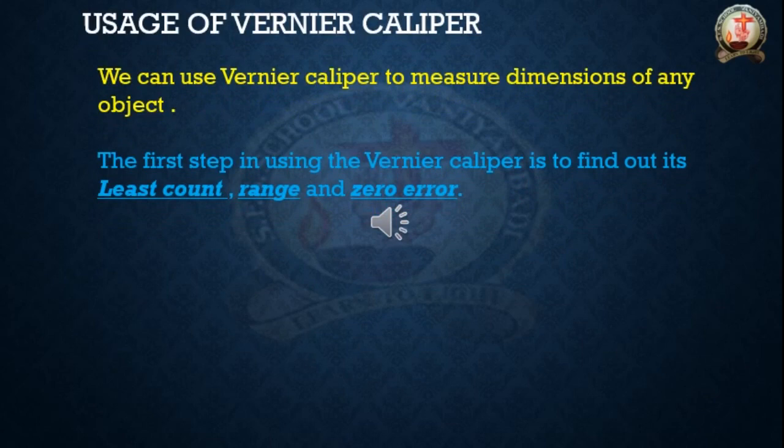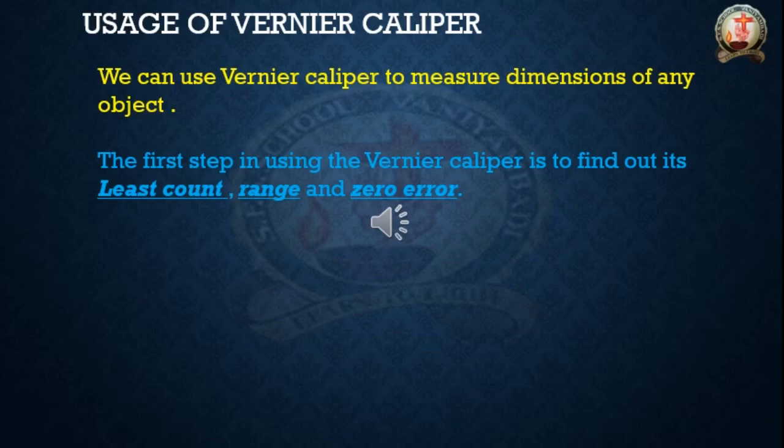Now the next concept is the usage of vernier calipers. Here we should learn how to use this vernier caliper. First of all, let us see what the use of this vernier caliper is. Please see that yellow color sentence. We can use a vernier caliper to measure the dimensions of any object.